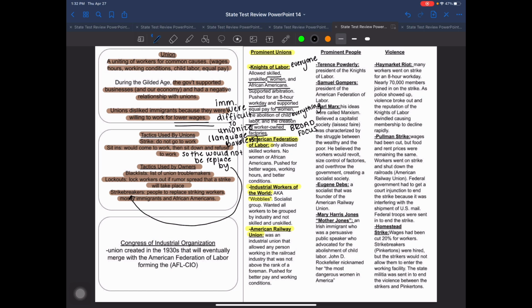And the problem with that is when you have too broad of a focus, it's actually rather difficult to get any changes made. So I'm going to jump to this little middle section here about prominent people. The first one I want to talk about is Terrence Powderly. And we're going to draw an arrow from the Knights of Labor to Terrence Powderly because he's going to be the president of this union.